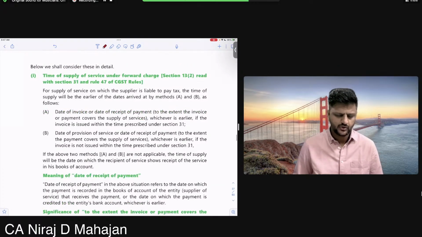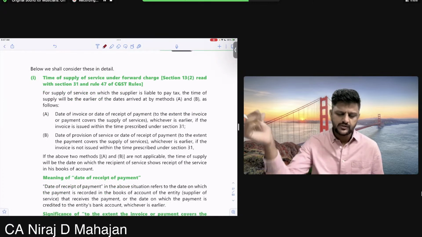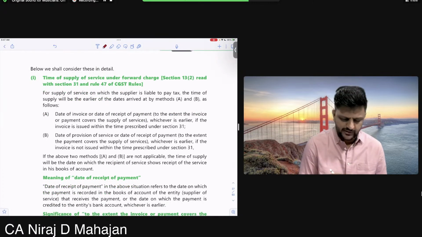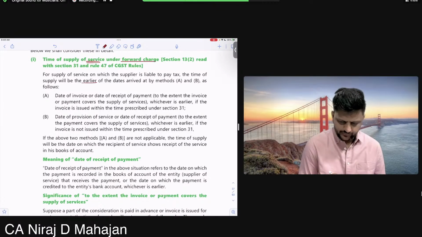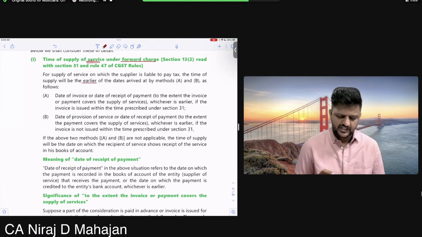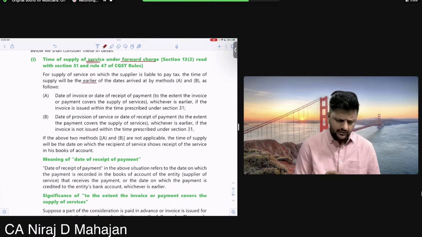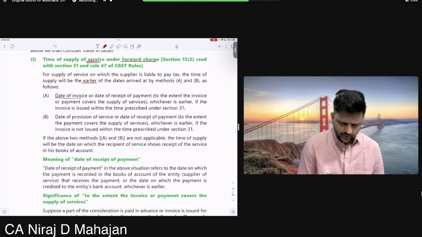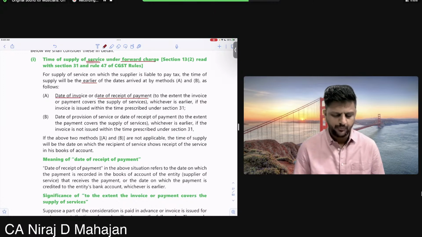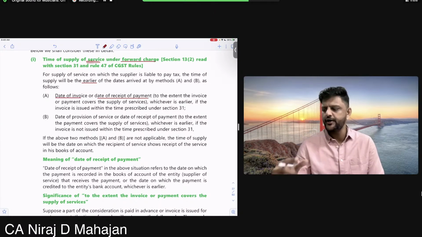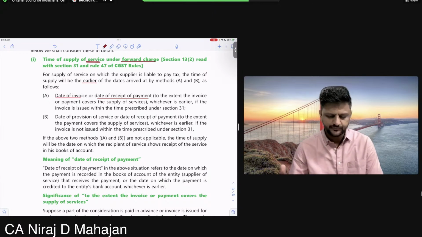Okay, ready? Chalo. So time of supply of service under forward charge. Ready? Earlier of method A and method B as follows. We'll see that. Date of invoice or date of receipt of payment. Here, children, we are going to look at the payment, to the extent the invoice or payment covers the supply of services. I mean, both should match, the quantity of service supplied and the amount.